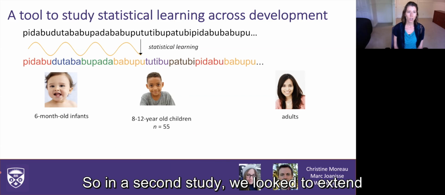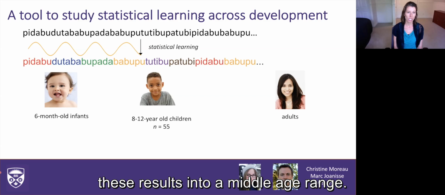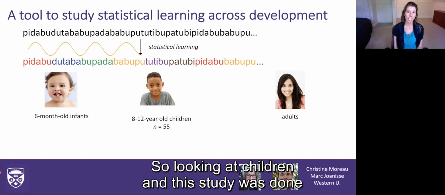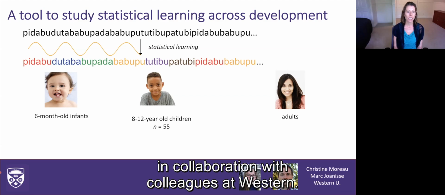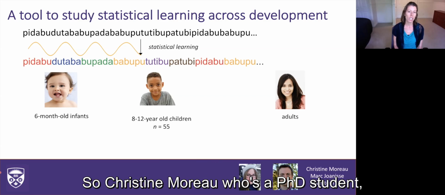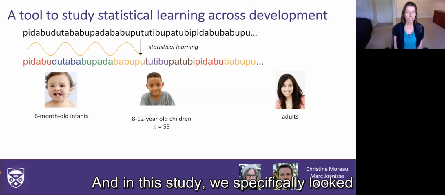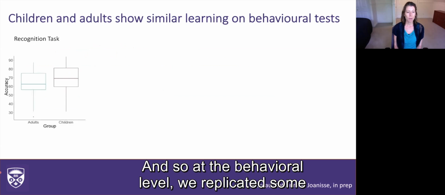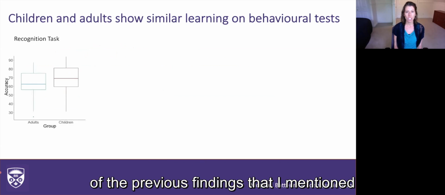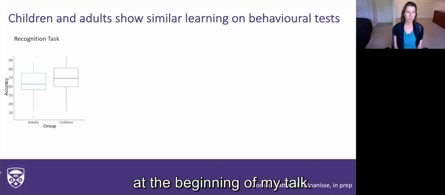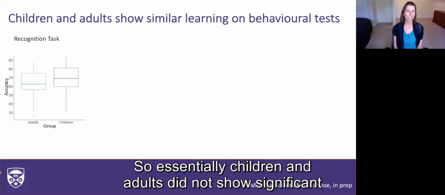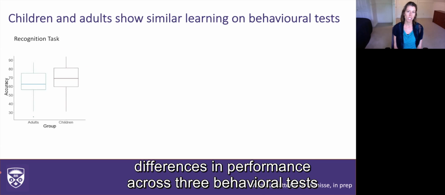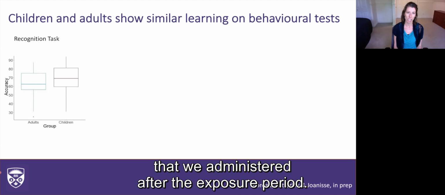So in a second study, we looked to extend these results into a middle age range, so looking at children. And this study was done in collaboration with colleagues at Western, so Christine Moreau, who's a PhD student, as well as Mark Jonice. And in this study, we specifically looked at 6 to 12-year-old children. And so at the behavioral level, we replicated some of the previous findings that I mentioned at the beginning of my talk. So essentially, children and adults did not show significant differences in performance across 3 behavioral tests that we administered after the exposure period.